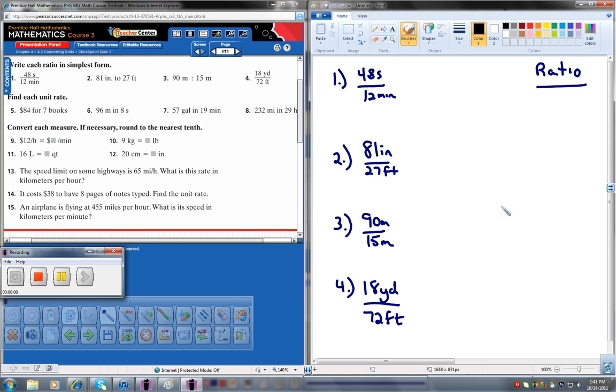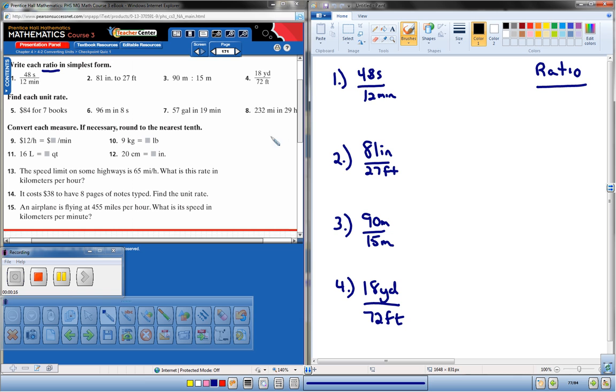Prealgebra, Chapter 4, checkpoint quiz number 1. Questions 1 through 4, which I have pictured here, are asking you to write each ratio in simplest form. The key word here is ratio. A ratio is a fraction that won't have anything but a number associated with it.